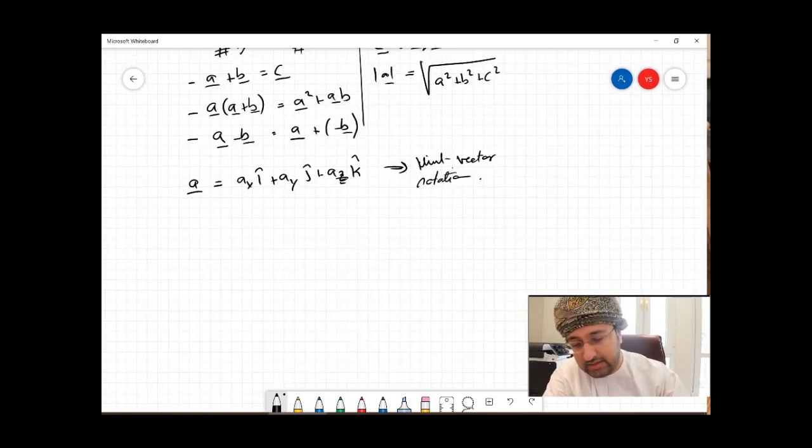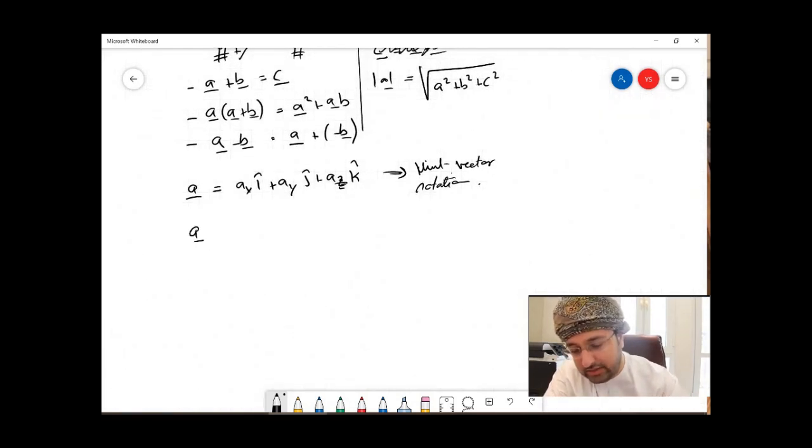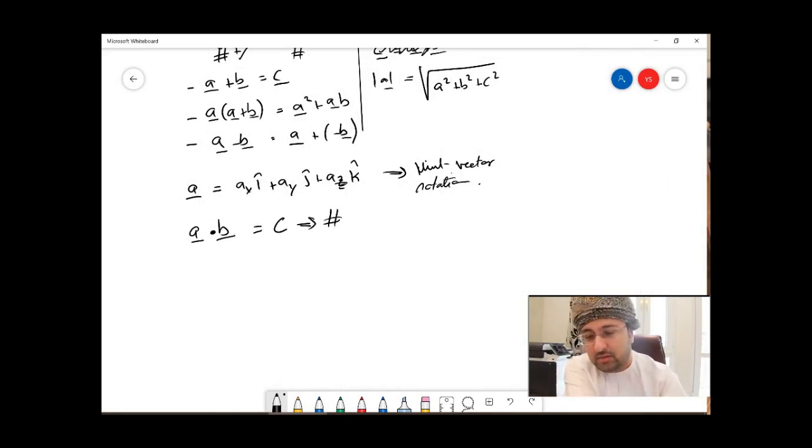We said that if we take A dot B, we get C, which is simply a number. Okay? It's simply a number. It's not a number with a direction. It's not a vector.